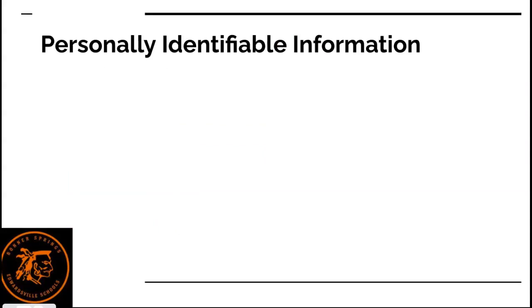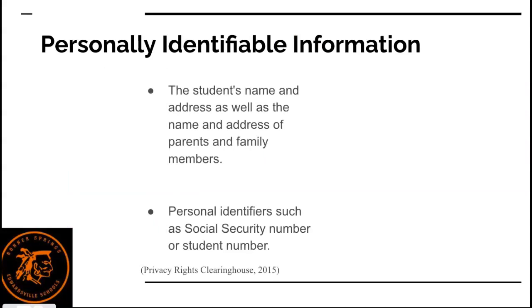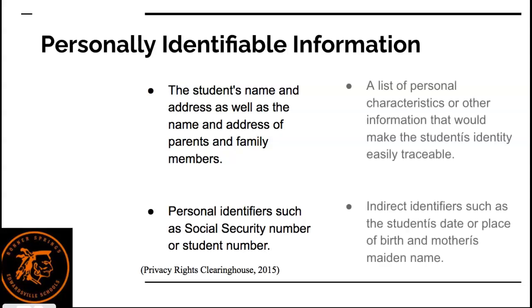Personally identifiable information. It's easy for me to say. What is that? It's a student's name, address, family members' names and address. It could be a personal identifier such as a social security number or a student number. It could be an email address. It could be a photo or a video. It could be a list of personal characteristics or other information that would make the student's identity easily traceable. Indirect identifiers such as the student's date or place of birth or a mother's maiden name.